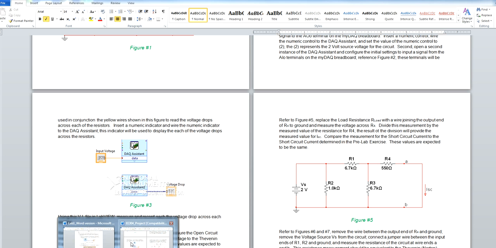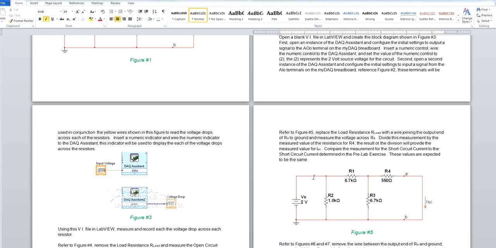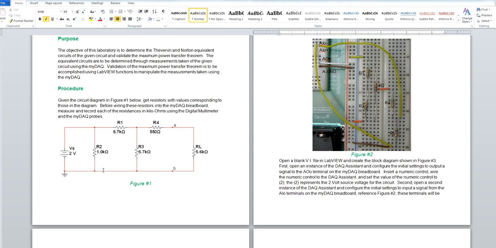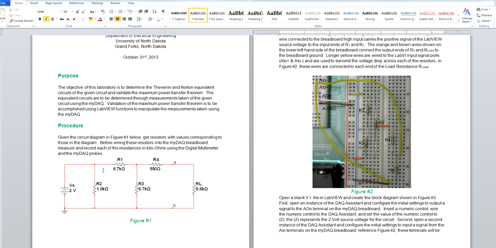Heading back to the circuit, this is what figure 3 indicates the figure should look like when you're finished. Now that we've read and recorded all the load resistances for each one of the respective resistors, we want to go ahead and read the voltage drops across each one of these resistors.